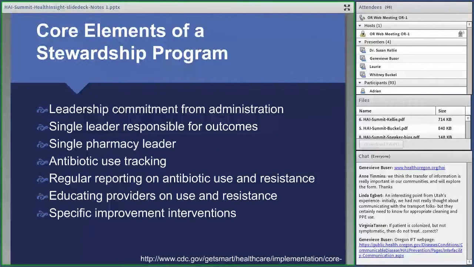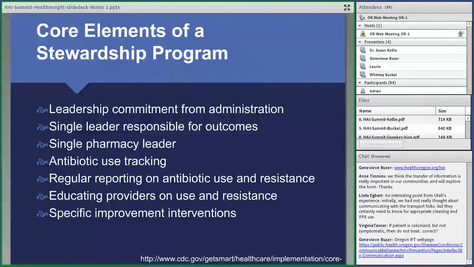Leadership commitment from administration; a single leader responsible for outcomes, which is often a physician, either an infectious disease physician, or if your facility is really small, another physician who is very passionate about this; a single pharmacy leader; antibiotic use tracking; regular reporting on antibiotic use and resistance; education of providers on use and resistance; and then specific improvement interventions.